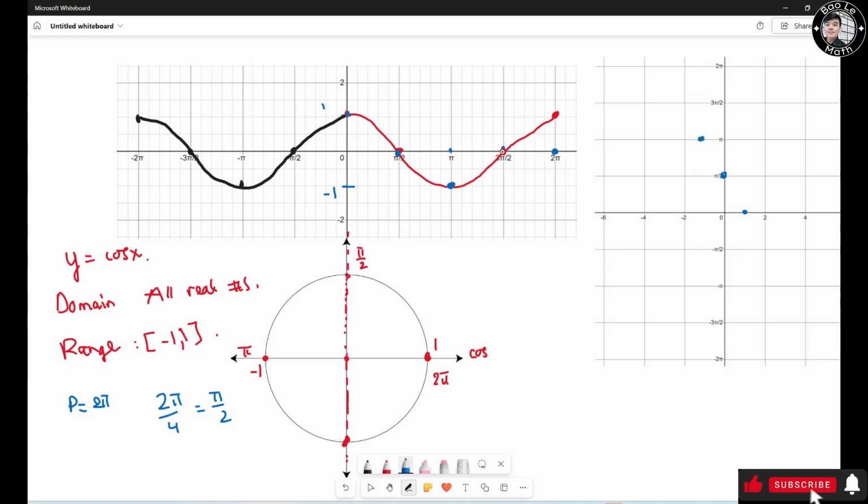The point 3 pi over 2, 0 becomes 0, 3 pi over 2. So it should be right here. And the point 2 pi, 1 becomes 1, 2 pi. So it's going to be right here. Now you just connect this. So this is the cosine inverse. Now if you duplicate this, it should be something like this.